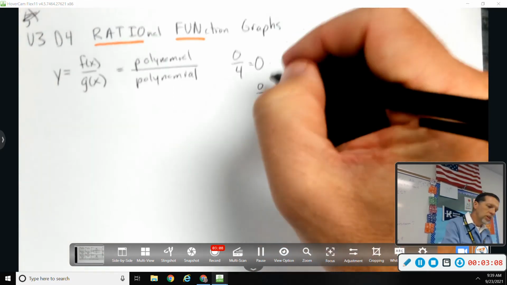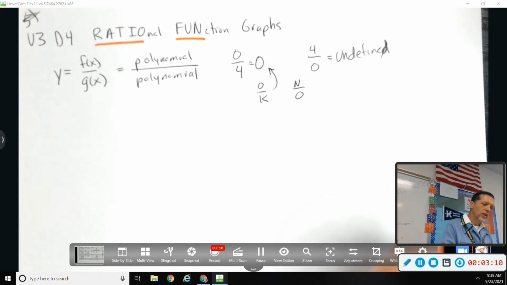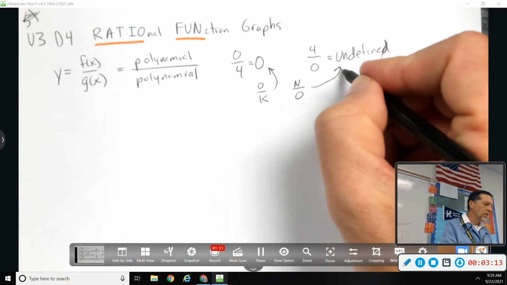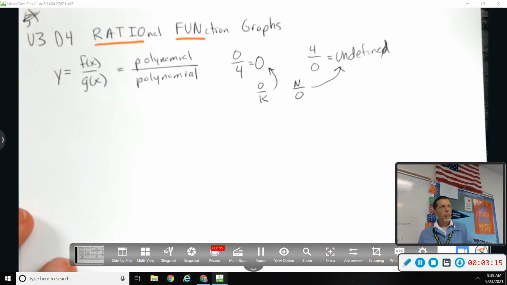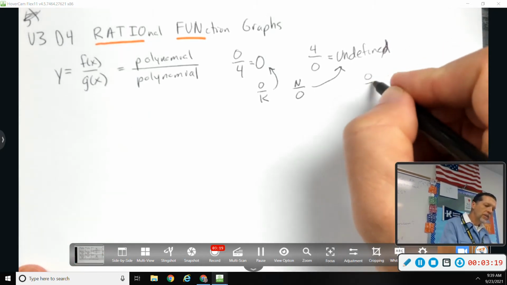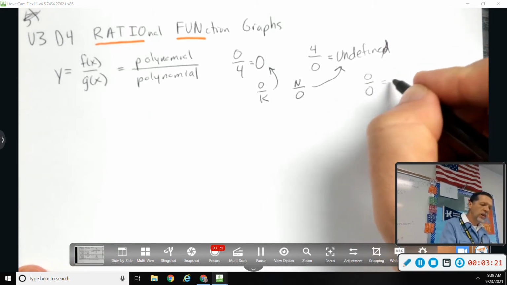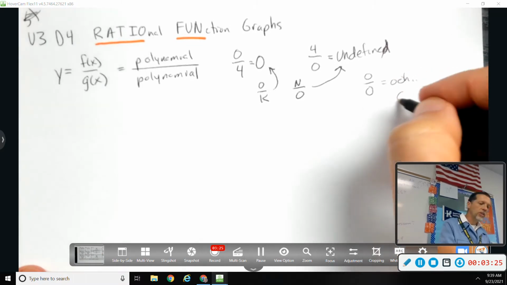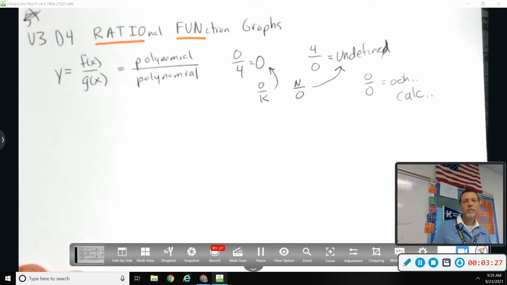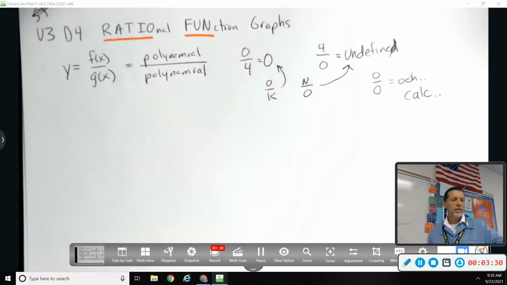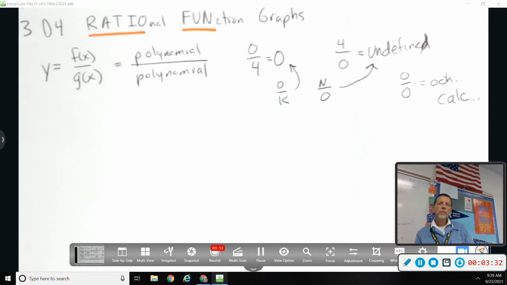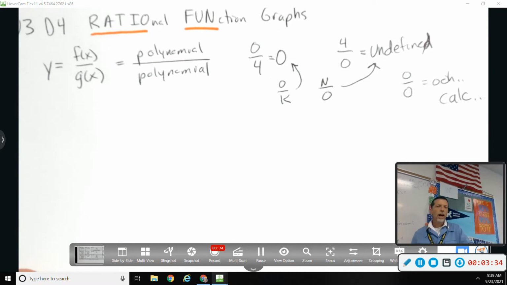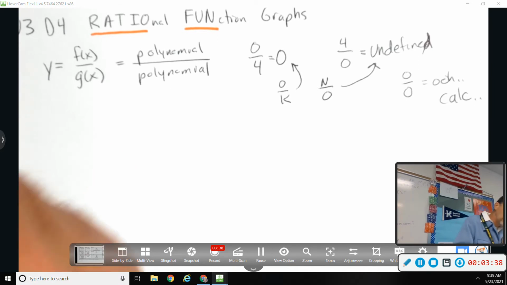If the O is in the top, that's okay, we get a 0. If the O is in the bottom, that's an O, that's undefined. A little side note, if it's 0 over 0, that's two O's. Something, let's get to calculus before we answer that question. That's a calculus issue there. So we won't have that. Well, actually, we kind of have that. We'll talk about it in a minute. Not to the extent we have it in calculus.